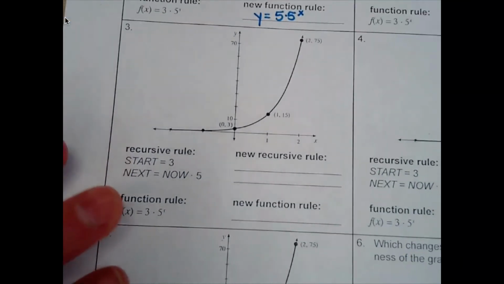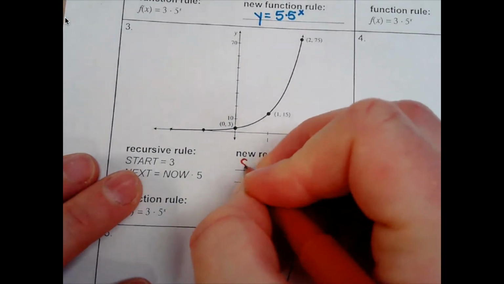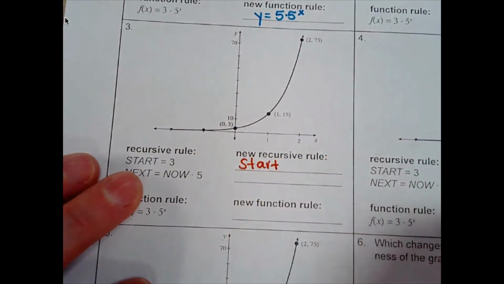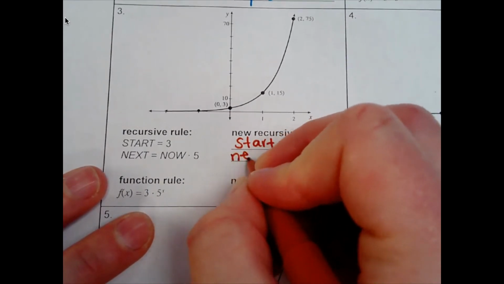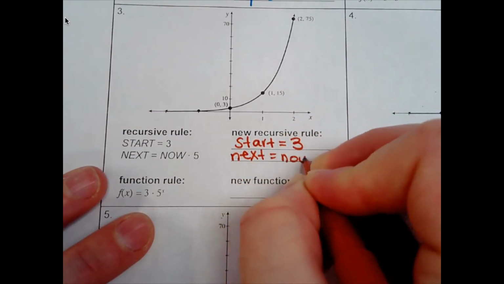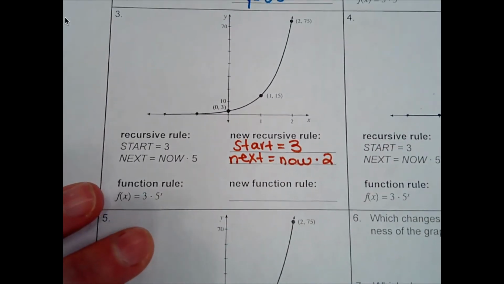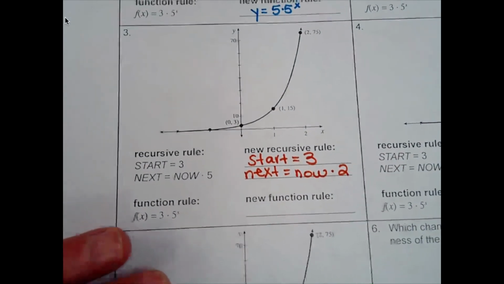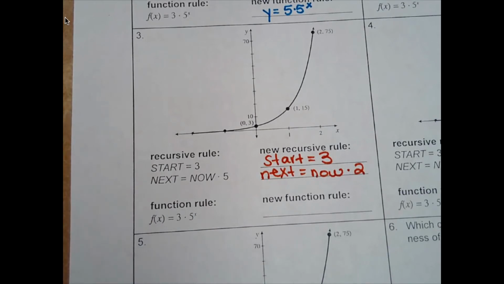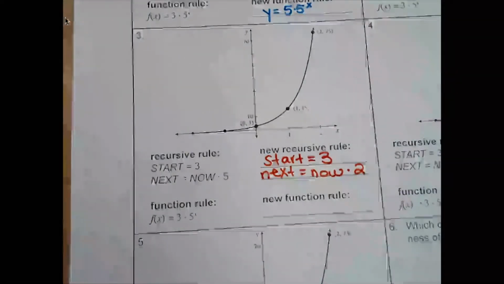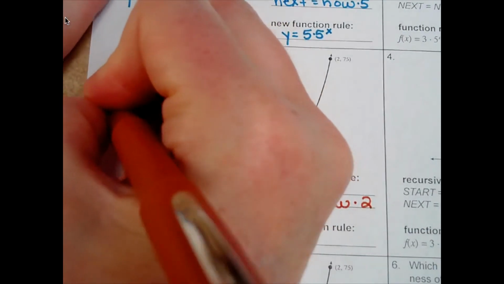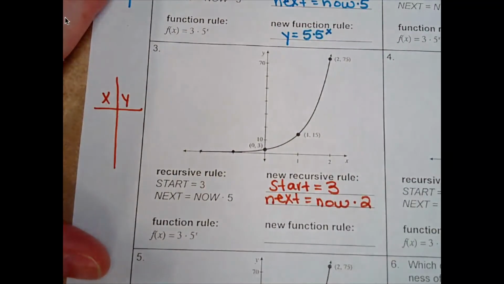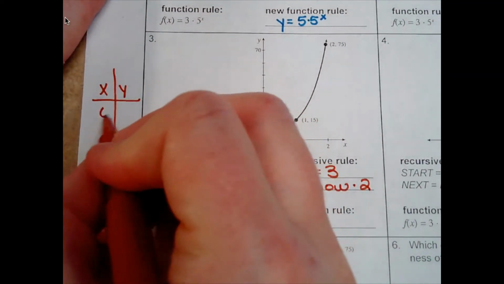Number 3, we're going to keep the same start, but change our rate. So our start is 3, and our rate is going to be next equals now times 2. How do you think changing the rate's going to change the graph? How much it goes up by? So let's go ahead and do our XY table. So we have 0, 1, and 2.